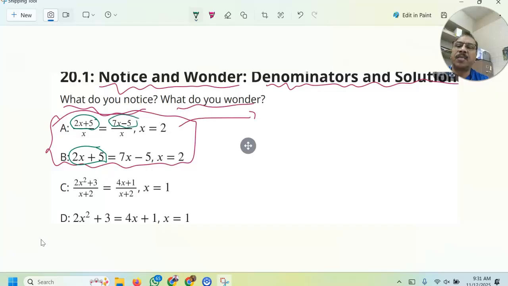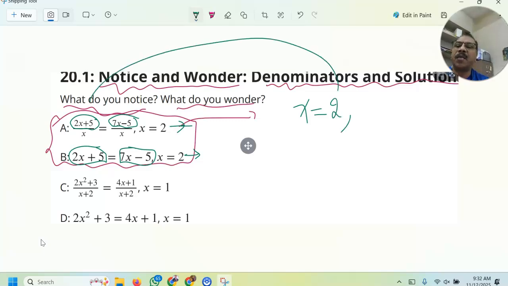And this is 7x minus 5, this is also 7x minus 5. So the numerator of A also shows up in B. Then x equals 2 is also given. What that means is x equals 2 is the solution. If you plug this into each of these equations, you will end up getting 2 times 2 plus 5 divided by 2.